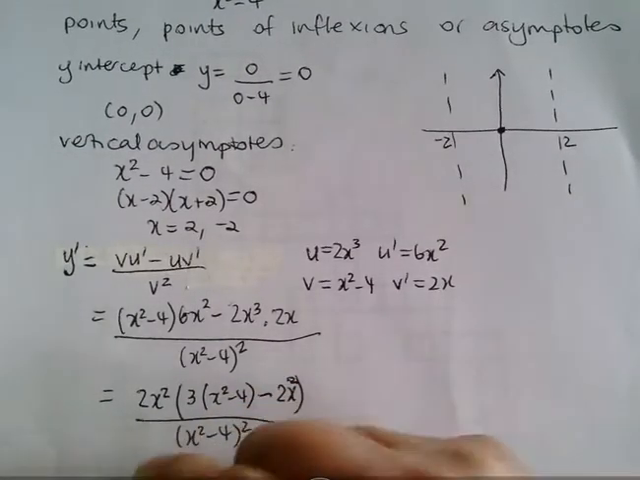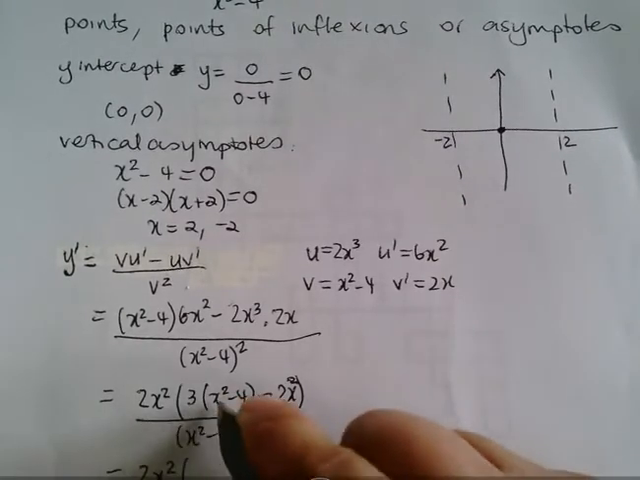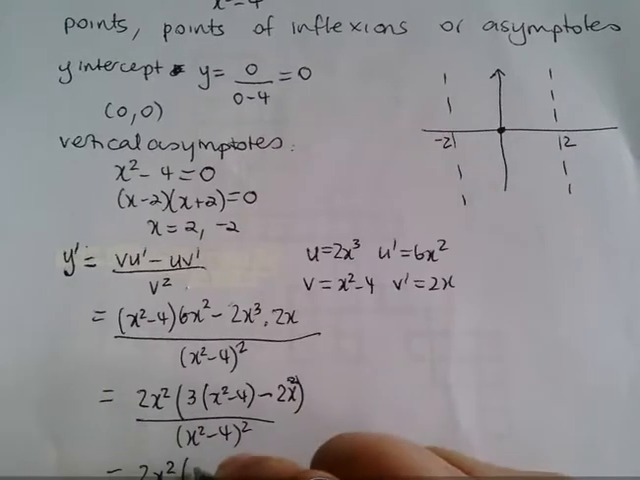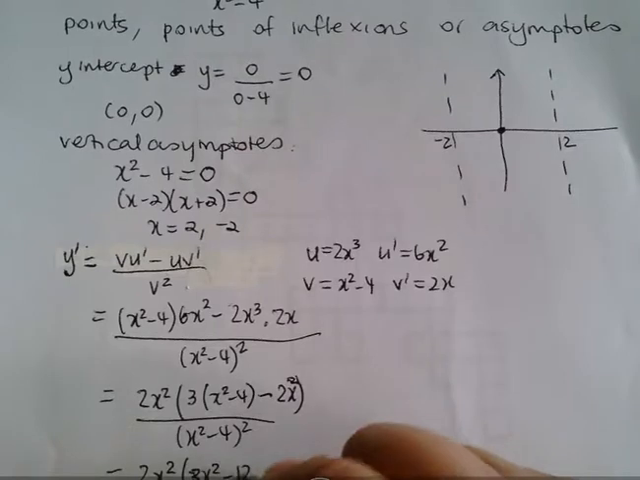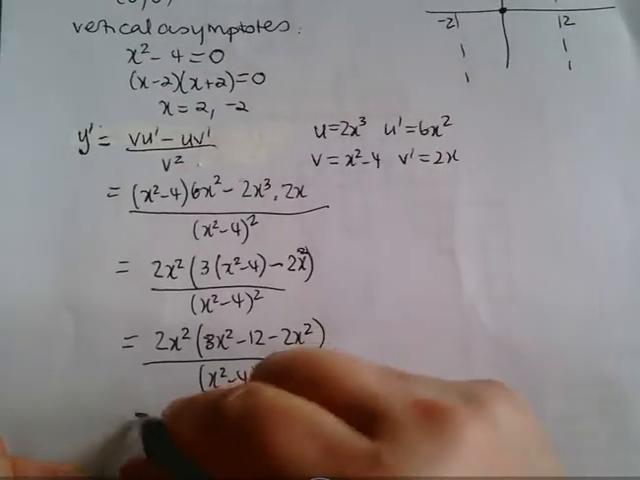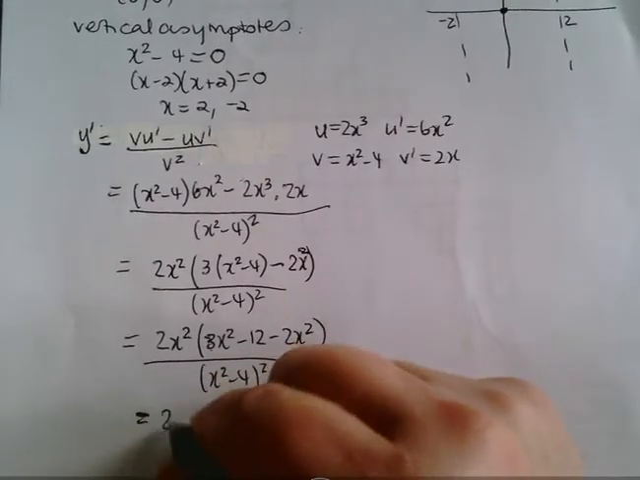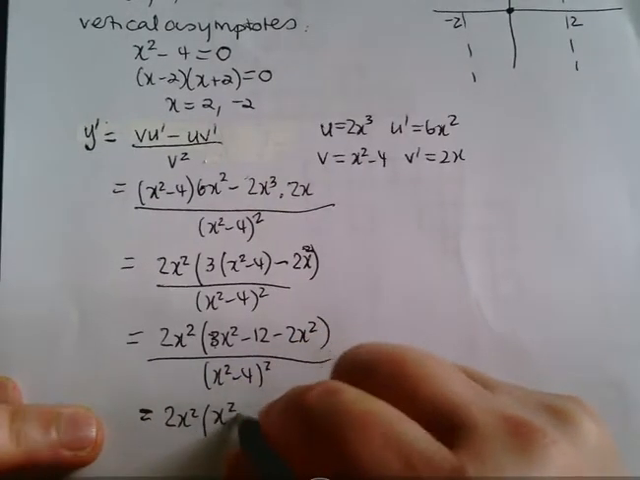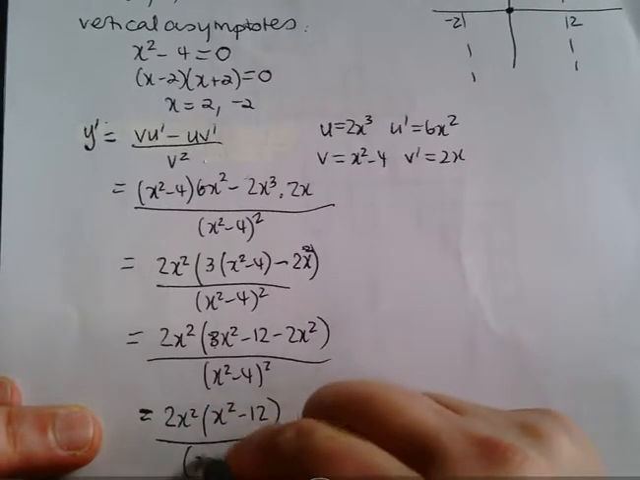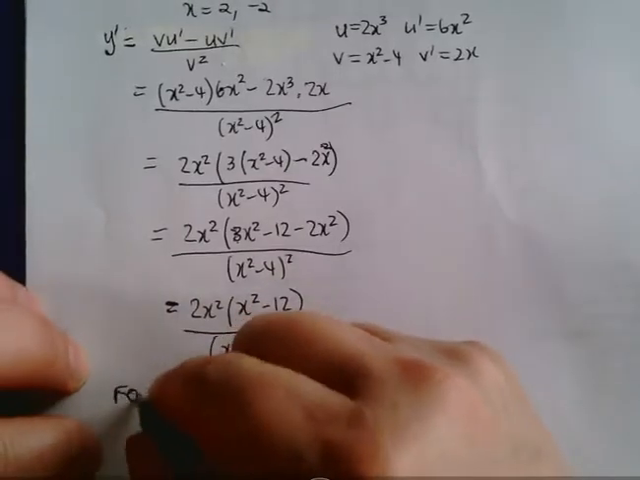Can I just check my first derivative with you, please, girls? I'm getting 2x squared times 3x squared minus 12 minus 2x squared. Did you get, no, sorry, x squared minus 12. Is that right? Over (x squared minus 4) squared. Okay. Is that what we got?